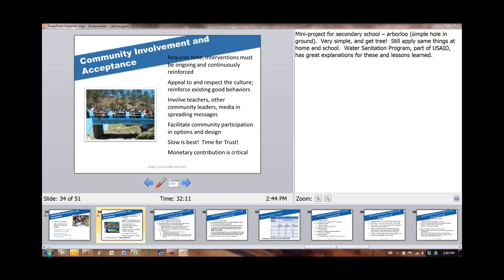You know, maybe respecting their culture, finding out what behaviors they do have that are good and trying to reinforce those. Talk to the leaders, teachers, community leaders, media. Spread the message about your project. Find out how best you can get the community to participate in the options and design. Slow down. Worry about trust from the community.